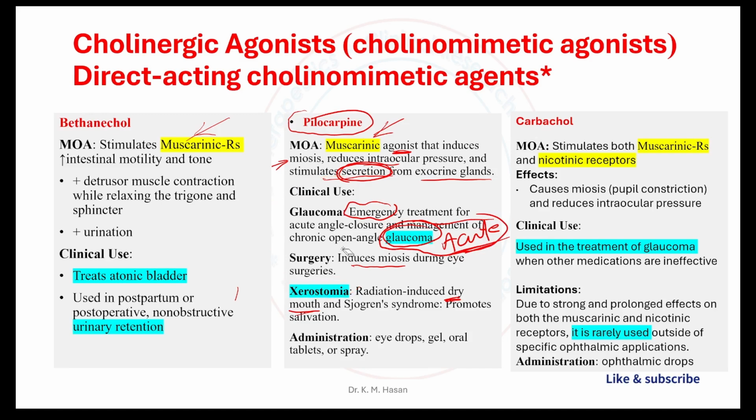Sometimes we use pilocarpine to treat patients with dry mouth or xerostomia. So as you can see, we have pilocarpine as eye drops, which could be a gel or oral tablet, and it is available as a spray for dry mouth.